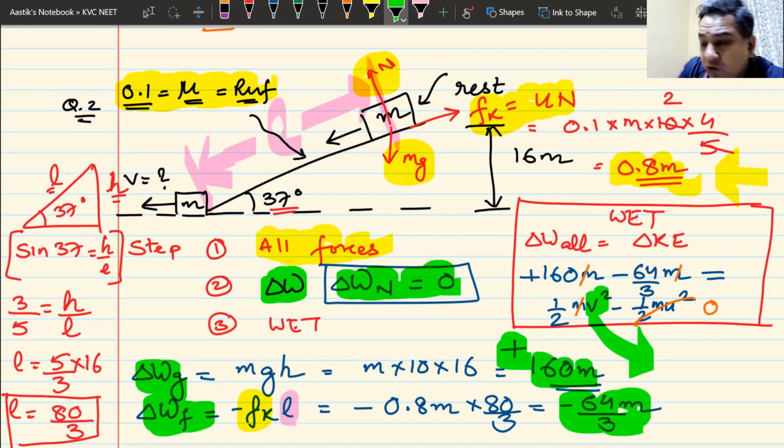I add up all those work. One is positive work, one is negative work. That must be equal to change in kinetic energy, half mv square minus half mu square. U is 0, and we are done with the question. Am I clear? Do I have some reason that we understand this? Anyone has any doubts? You can raise your hands.